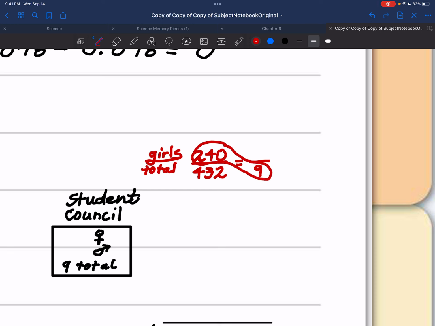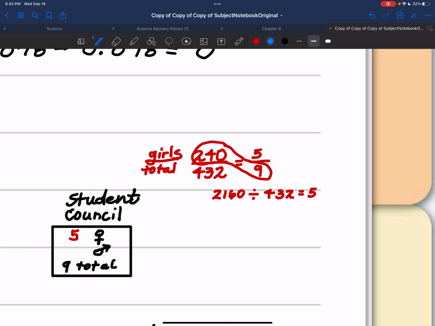Divide that by 432, and you will get 5. So there are 5 females on the council. You can do the boys. I'll go ahead and do that, but I can just say 9 minus 5 and get 4 right here. That would be just fine.